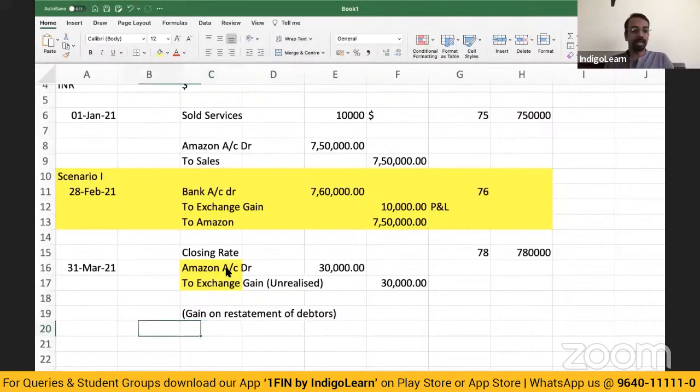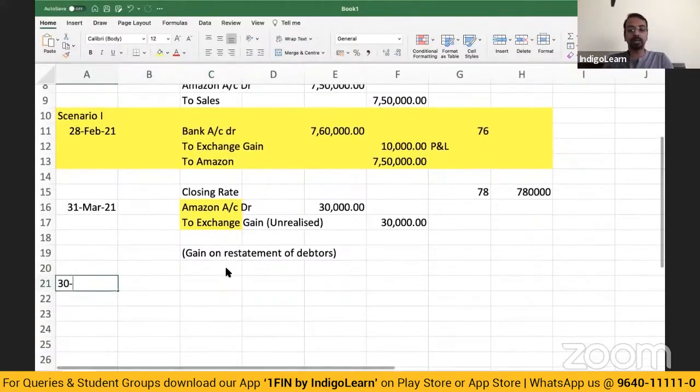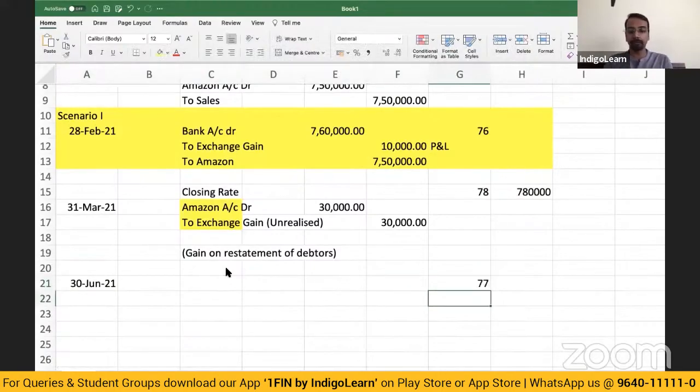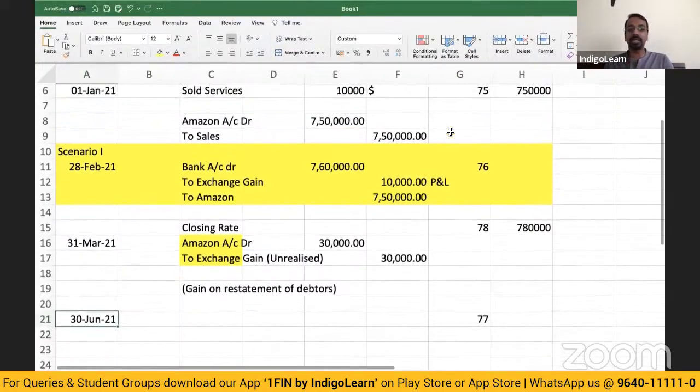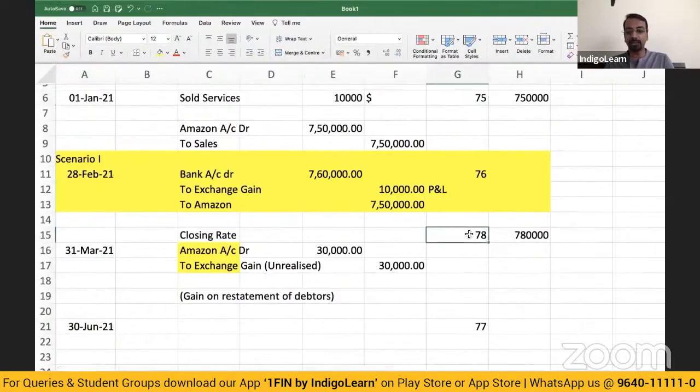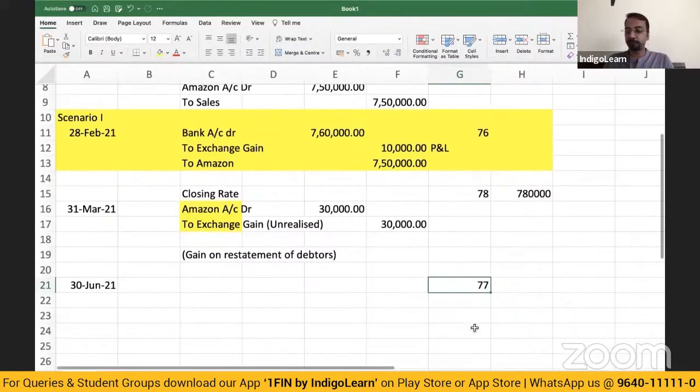Now assume for a moment this transaction was settled on 30th of June of 21 when the exchange rate is 77. Now tell me, what will be the gain or loss that should be recognized in the period ending 30th June of 21 or in the financial year 21-22? Initially we recognized it at 75. Then the rate was 78. We recognized a gain of 30,000. Now the settlement happens when the rate is 77. What should be the gain or loss that should be recognized in the P&L?